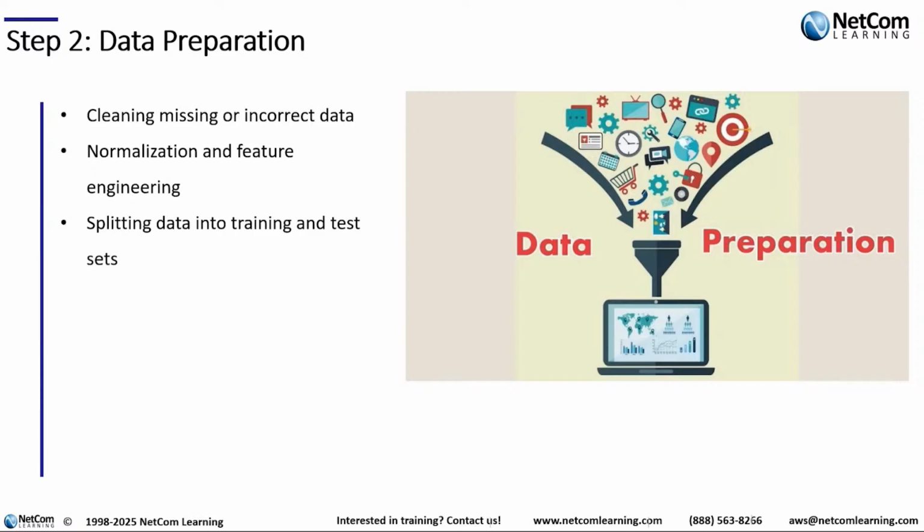Normalization first. Normalization means scaling your numeric data so that all the values fall within a common range, usually between 0 and 1. This helps ensure that features with large numerical ranges don't dominate features with smaller ranges when training the model.